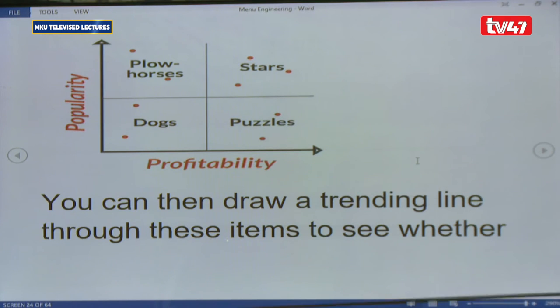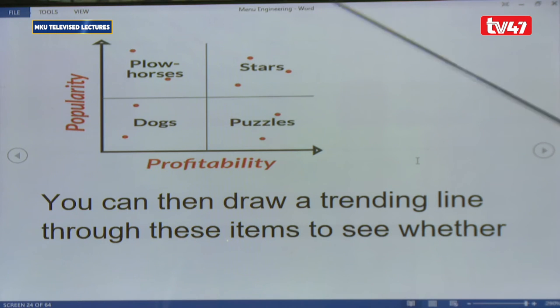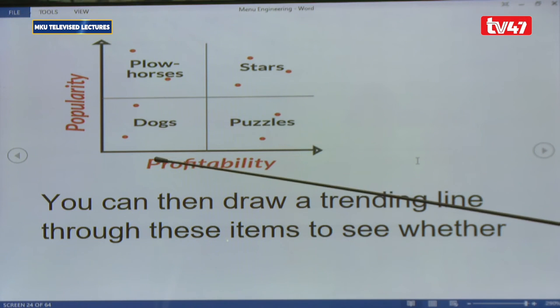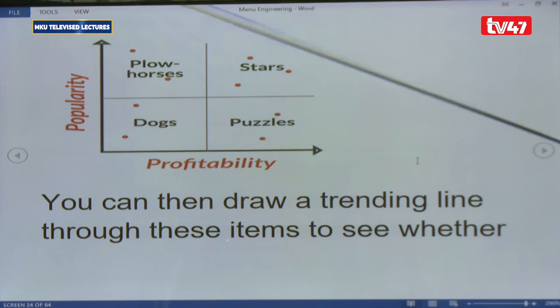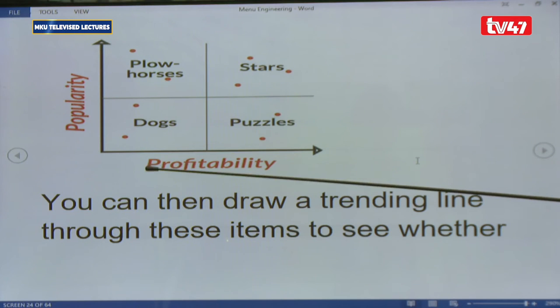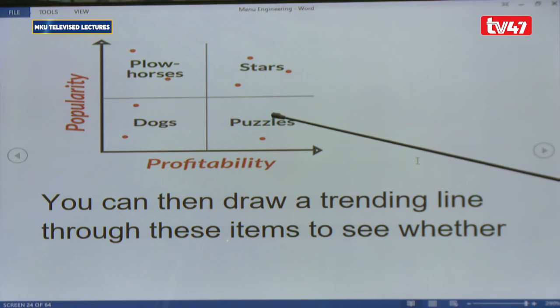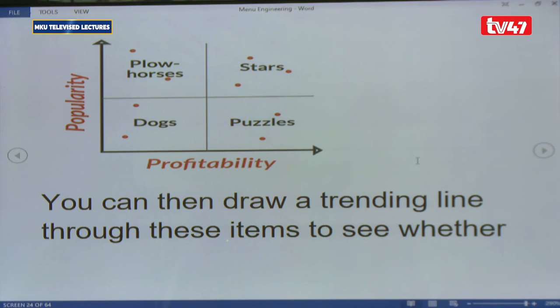And so those items that are very popular and very profitable, we call them the stars. Now, there are those which are not popular and not profitable. Those are the dogs. Those that are very popular but not very profitable are called plow horses. Then we have puzzles, very profitable and yet not popular. We call them the puzzles, as I've mentioned.